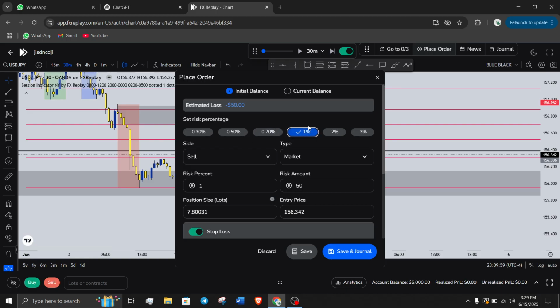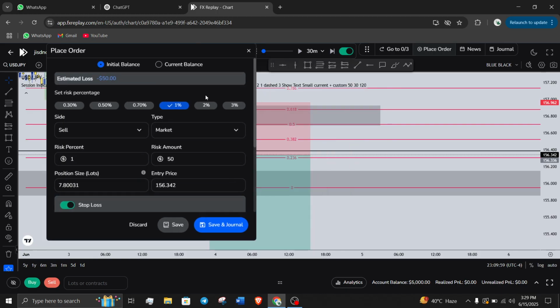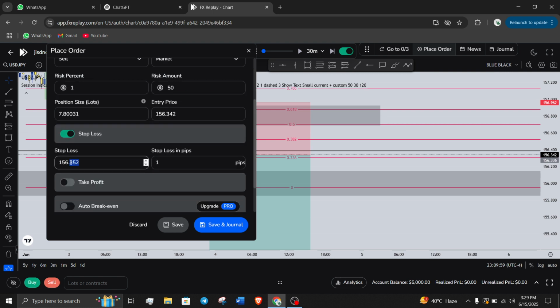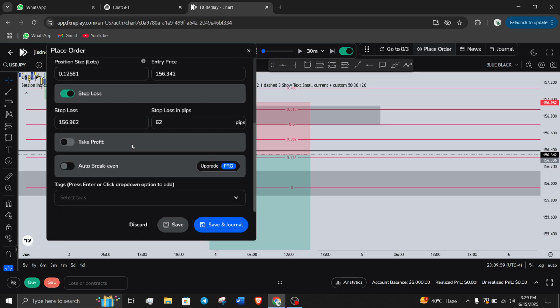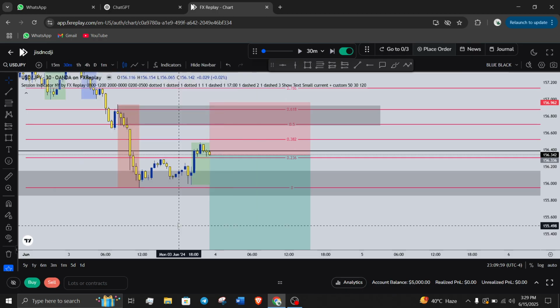Stop loss in place. This percentage is 1%. 156.962. And yep, there's no need to place a TP or anything.